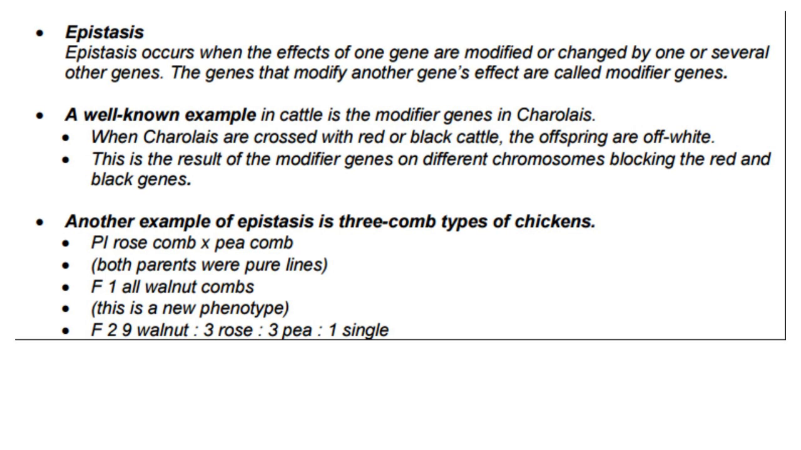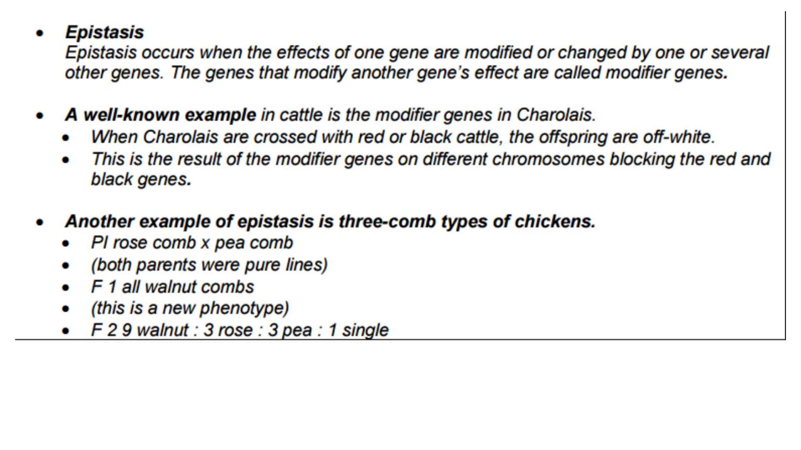Epistasis. Epistasis occurs when the effects of one gene are modified or changed by one or several other genes. The genes that modify another gene's effect are called modifier genes. A well-known example in cattle is the modifier genes in Charolais. When Charolais are crossed with red or black cattle, the offspring are off-white. This is the result of the modifier genes on different chromosomes blocking the red and black genes.